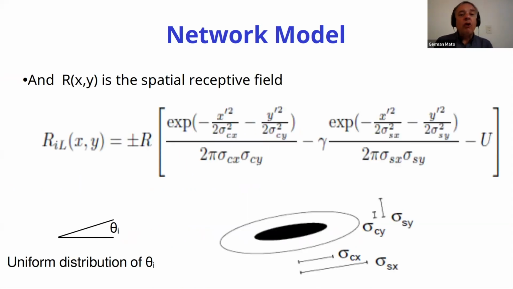The receptive fields of the LGN cells are two Gaussians with different sign in order to have a center-surround structure. There is the possibility of having an elongated receptive field if the variances in directions x and y are not the same. The inclination angle of the receptive field is called theta_i, and in principle, if there is elongation, we use a uniform distribution of these theta_i's.